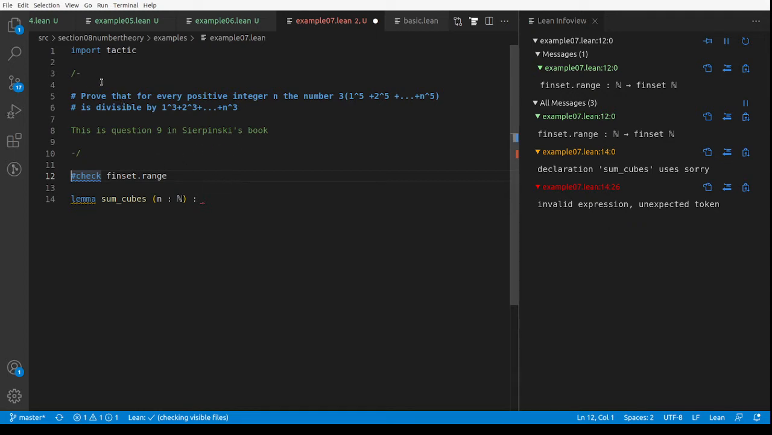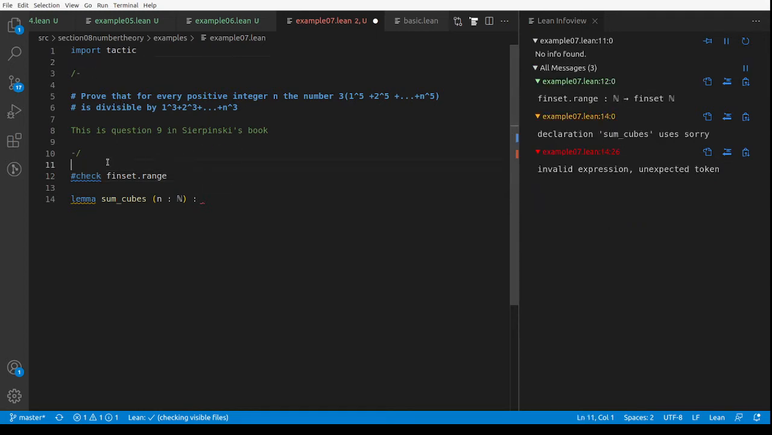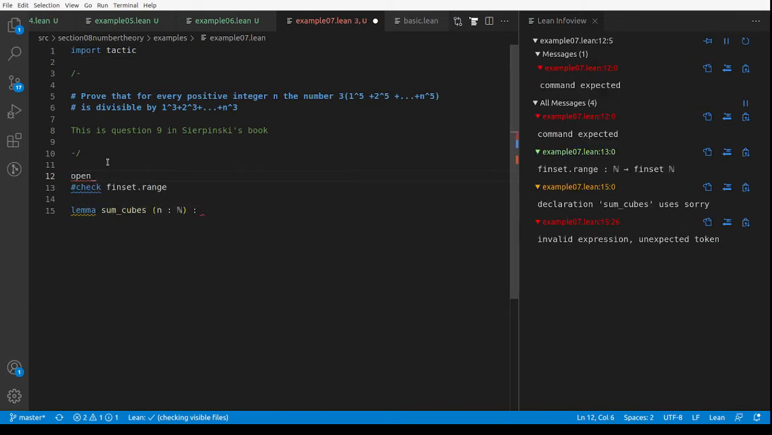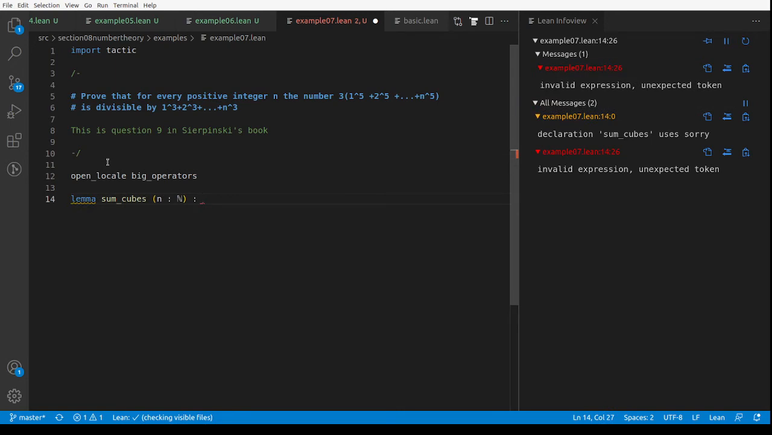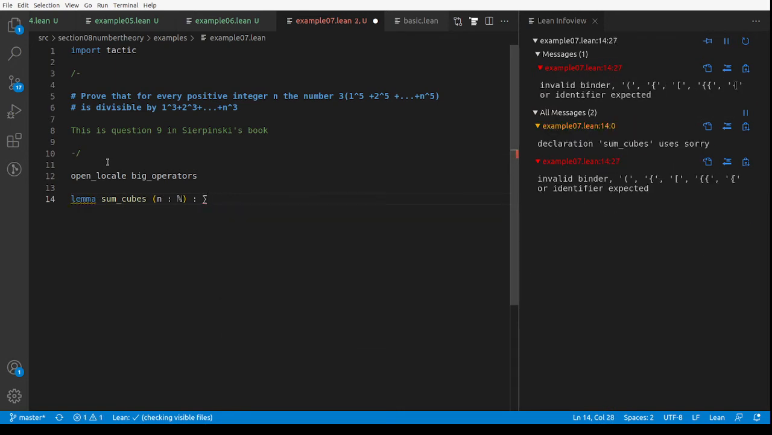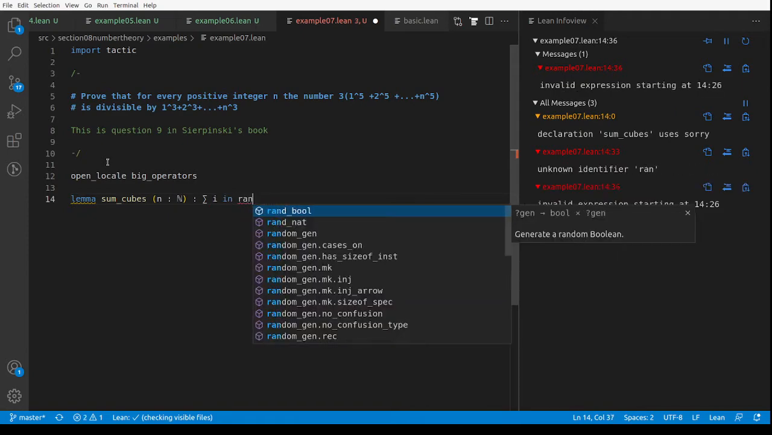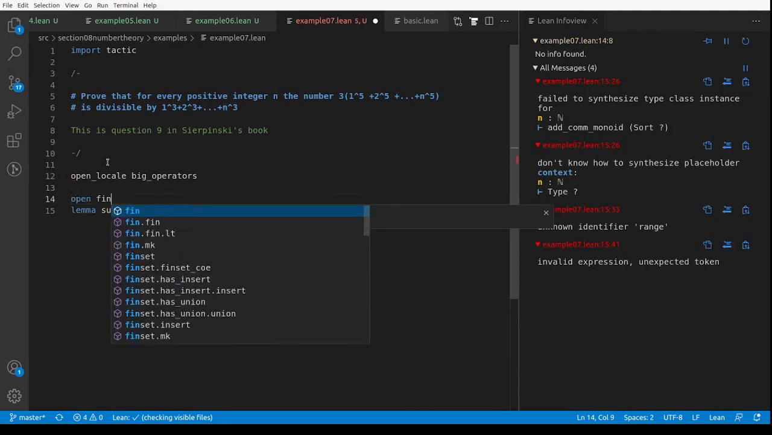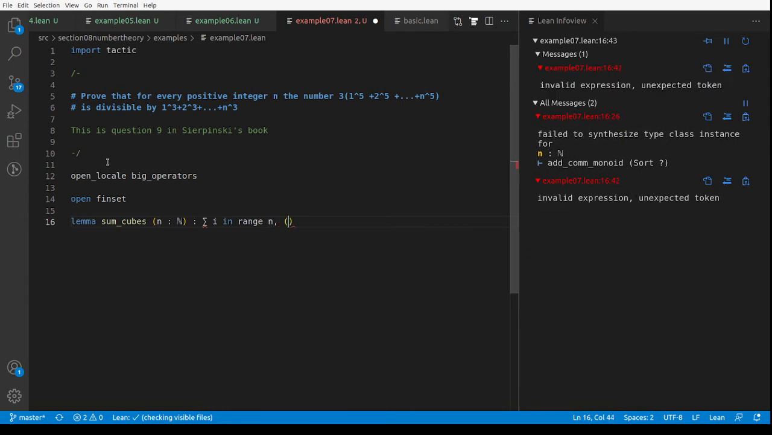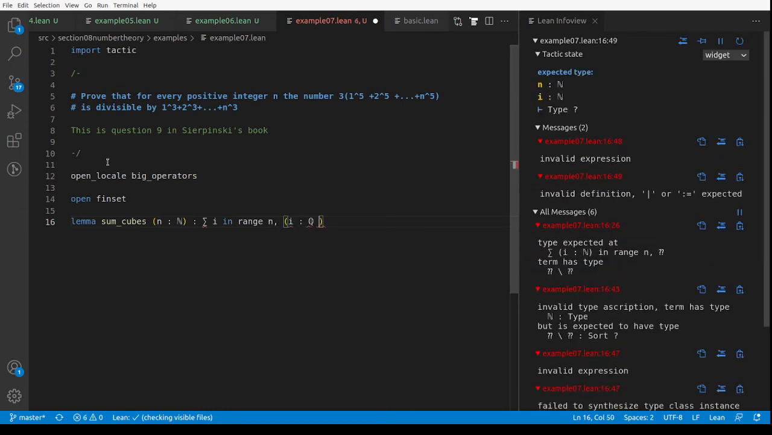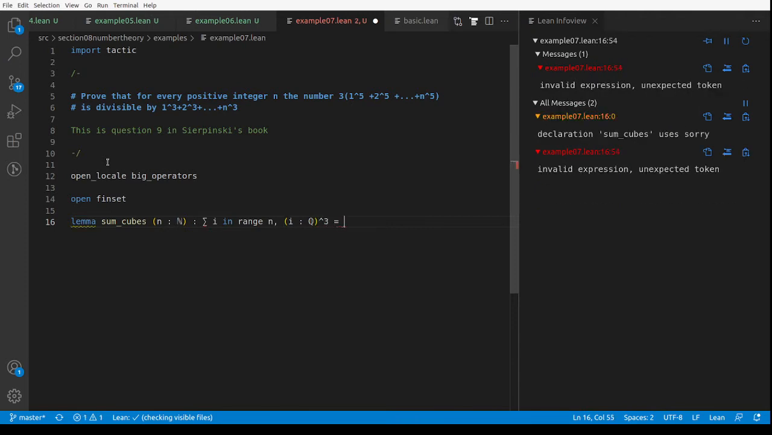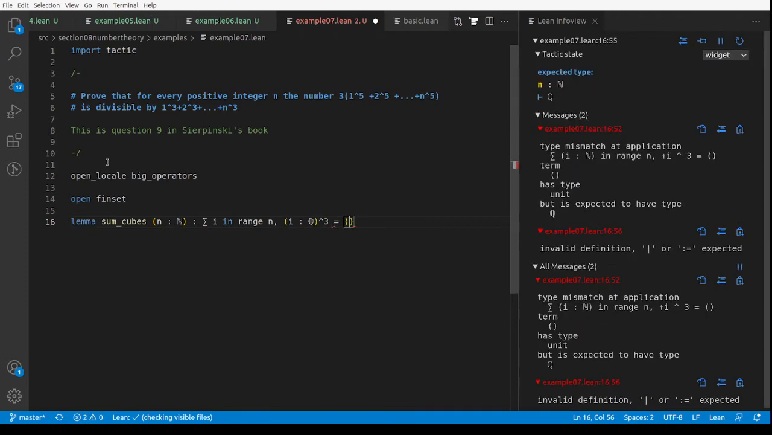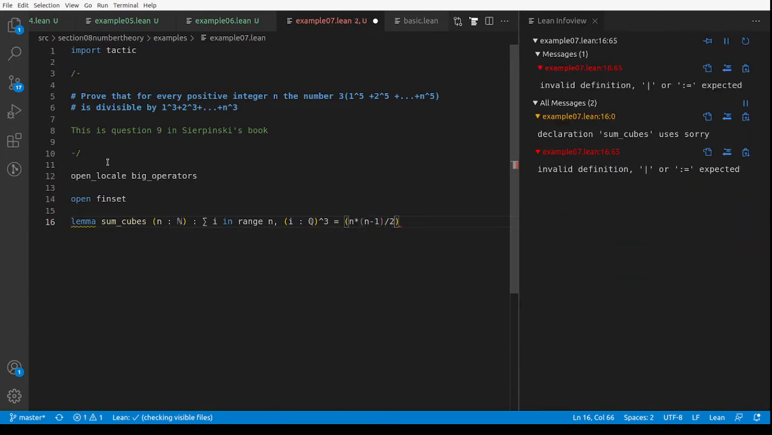So how do you do sums? We need to open summation notation. So let's open locale big operators, I think it's called. And now I want to do the sum for i in range n. Oh, Finset. Let's open Finset. The sum for i in range n of the rational number i cubed. I claim that equals (n times (n minus 1) over 2) squared.